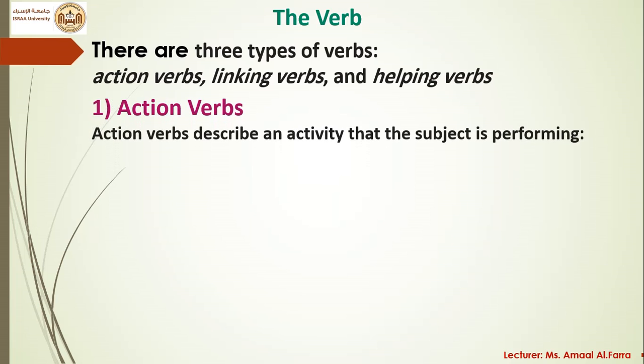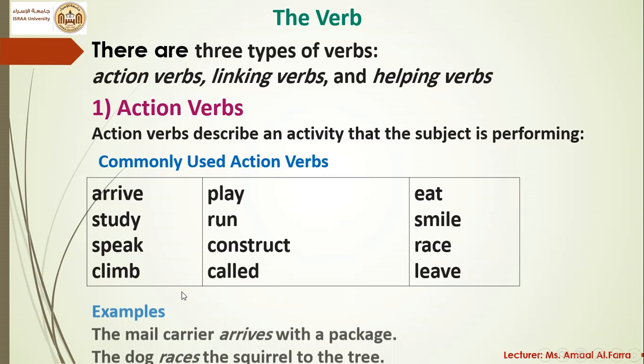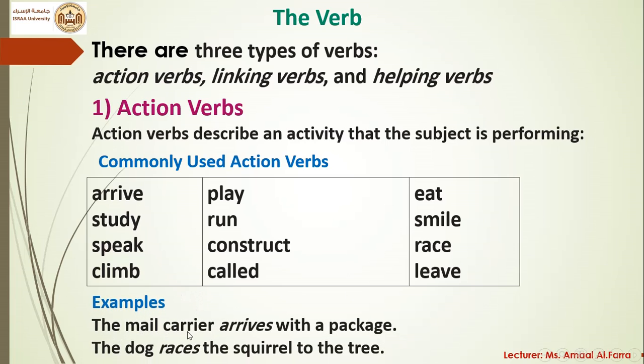Action verbs describe an activity that the subject is performing. So the action verb describes what the subject is performing. Commonly used action verbs are arrive, study, speak, climb, play, run, construct, eat, smile, race, leave, and many other action verbs. Look at the examples. The mail carrier arrives with a package. The dog races the squirrel to the tree. Arrives and races are called action verbs.